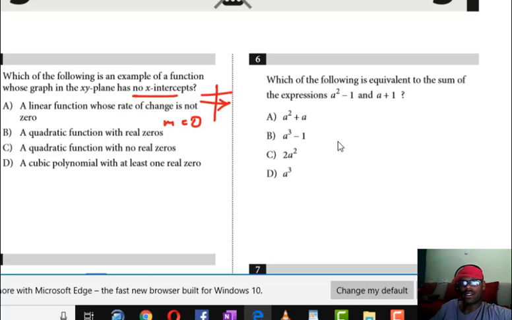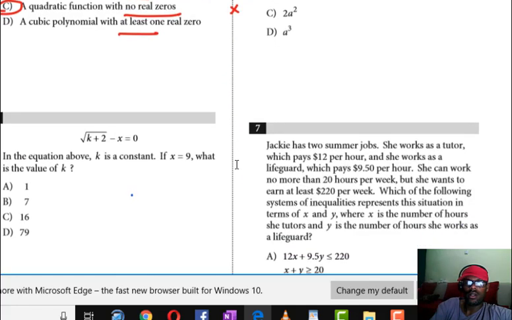lies on the x-axis itself? Quadratic function with real zeros, okay, it's already said, so it already has a real zero. Real zero means root, or solution set, or x-intercept; the terms are the same. A quadratic function with no real zeros, which means no x-intercept, it's obvious C is the answer. A cubic polynomial with at least one real zero, it already said the answer. Fifth.